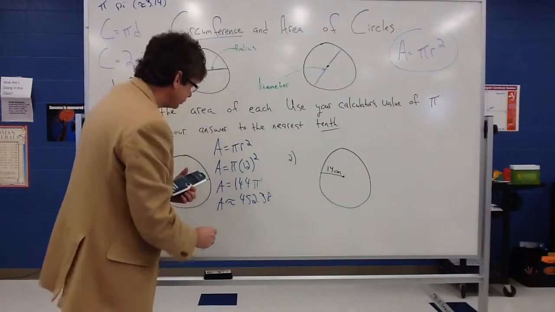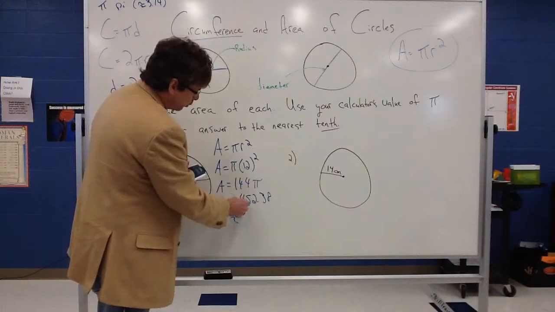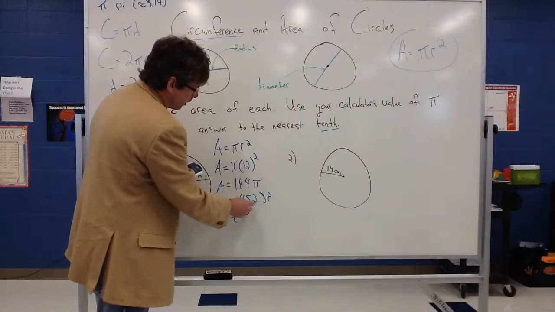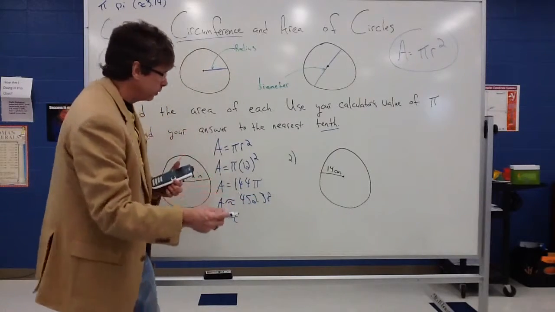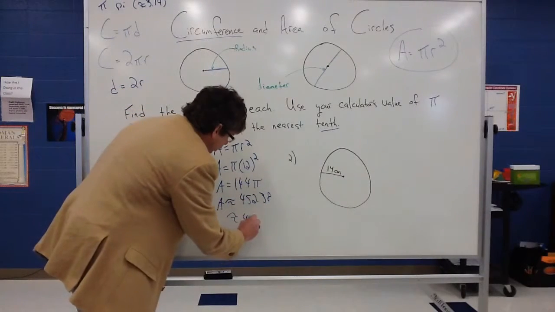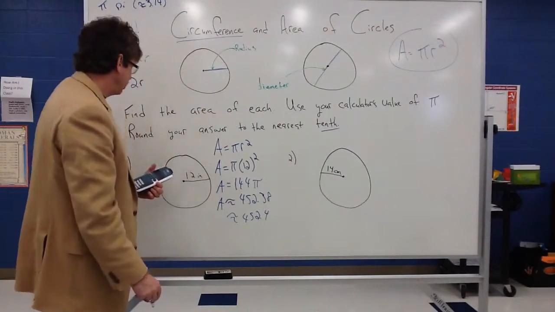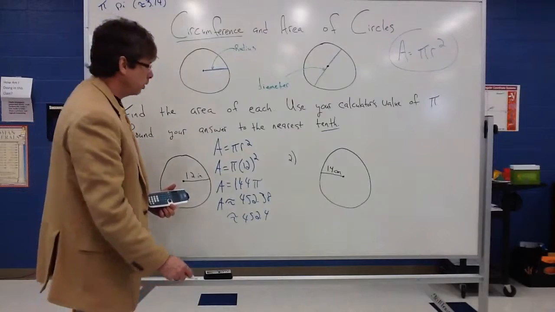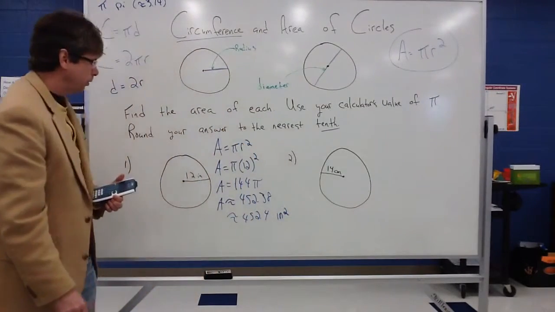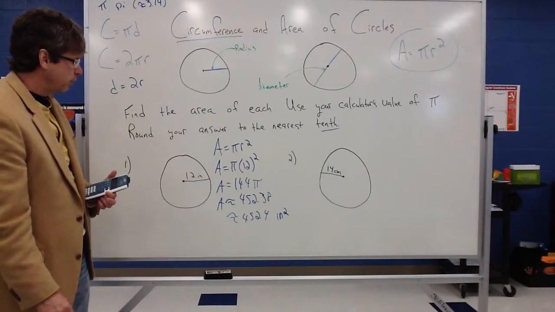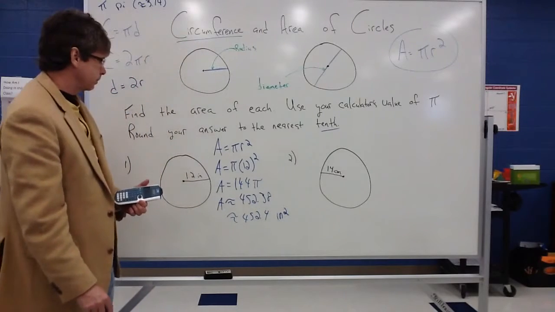452.38. And then, since it says round to the nearest tenth, I have to decide, is this going to be 452.3 or is this going to be 452.4? Well, since that 8 is there, that tells me to round on up to the 4. So that's going to be 452 and 4/10. And since we're dealing with area, remember area is measured in square units, so this would be square inches. So we'd use that notation there, 452.4, and this notation here represents square inches.